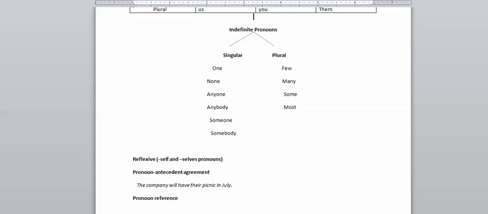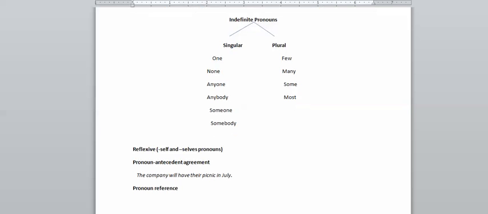Another kind of pronoun is the indefinite pronoun, and as its name implies, the indefinite pronoun doesn't specify exactly who or what you're talking about. So instead of saying, Fred knows not to cross the street without looking both ways, you would say something like, anyone knows not to cross the street without looking both ways. So you're not naming somebody or something, you're being indefinite. So here are some examples of singular indefinite pronouns, and here are some examples of plural indefinite pronouns.